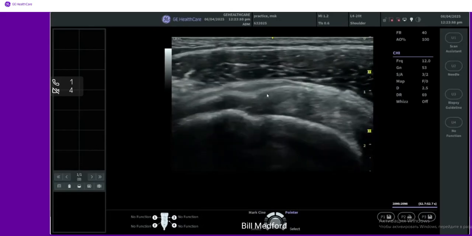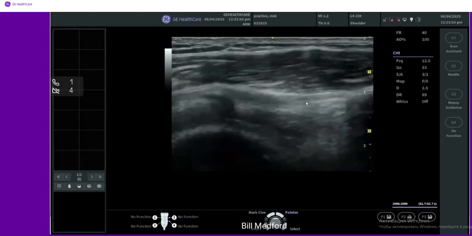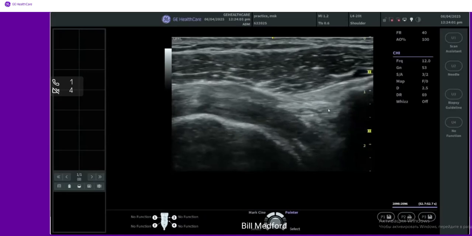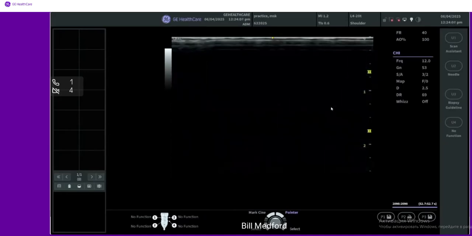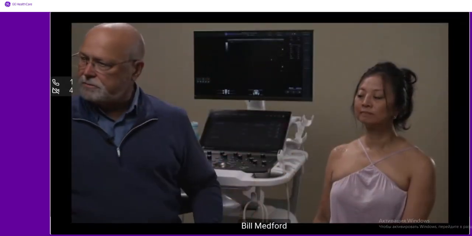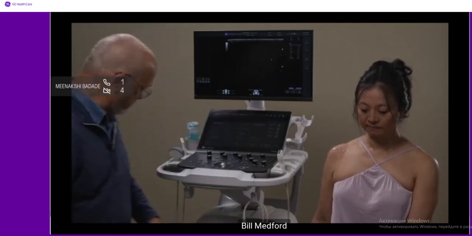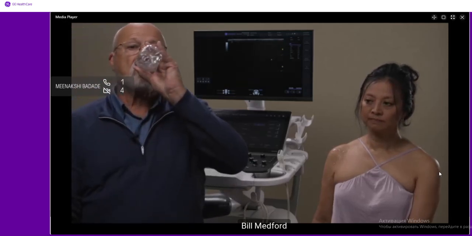If we follow the coracohumeral ligament over, we can see its attachment to the coracoid. Dr. Meenakshi, is that correct, what I showed there? Yes, absolutely correct, Bill. We have to measure it in external rotation, basically, because otherwise it is anisotropic and appears thickened. So when we are actually taking measurements, we have to externally rotate the arm.